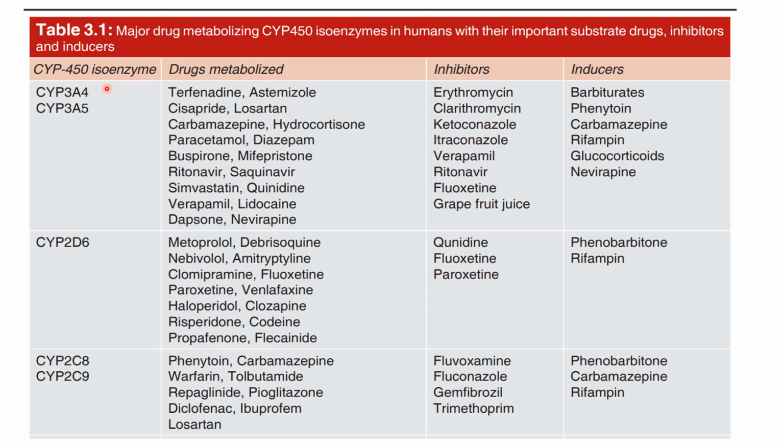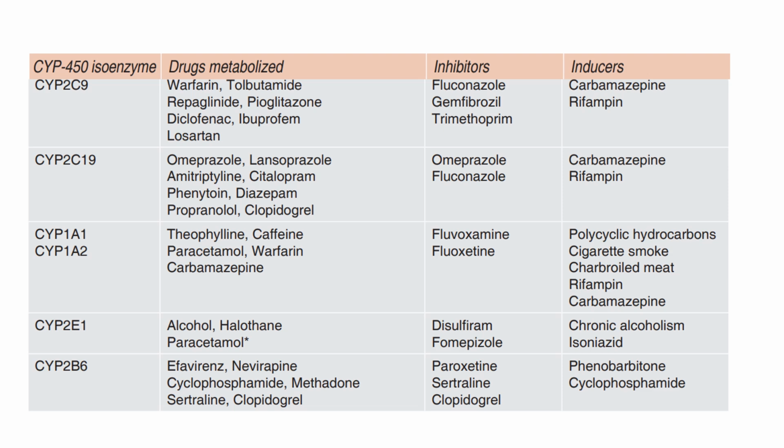And similarly, we have the drugs which get metabolized by the specific cytochrome enzymes. These are some other cytochrome P450 enzymes: 2C9, 2C19, 1A1, 1A2, 2E1, 2B6, etc. And these are the drugs metabolized by those specific cytochrome enzymes, and these are the enzyme inhibitors and inducers of the specific cytochrome enzymes.